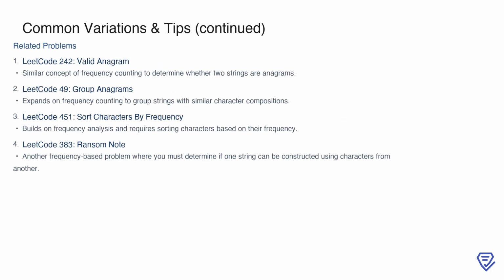This problem is connected to several others on LeetCode, which use similar techniques. For example, LeetCode 242, valid anagram, involves frequency counting to determine if two strings are anagrams. LeetCode 49, group anagrams, expands on this idea by grouping strings with the same character composition. Another related problem is LeetCode 451, sort characters by frequency, which builds on frequency analysis but adds sorting based on character frequency. Finally, there's LeetCode 383, ransom note, where you determine if one string can be constructed using the characters from another. All of these problems reinforce the importance of mastering frequency counting and applying it in different contexts.